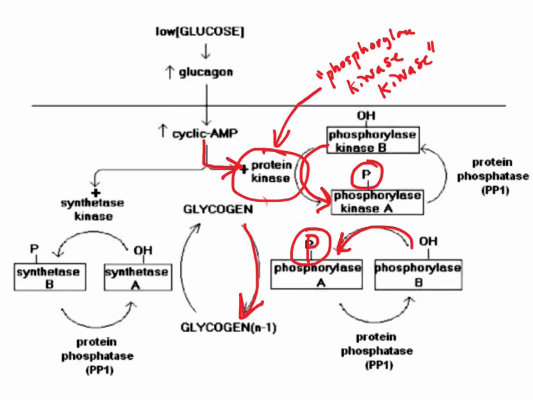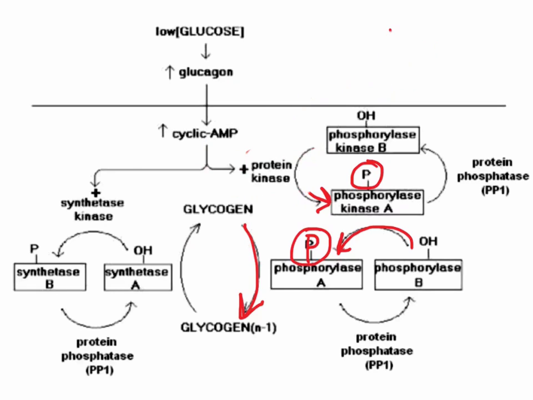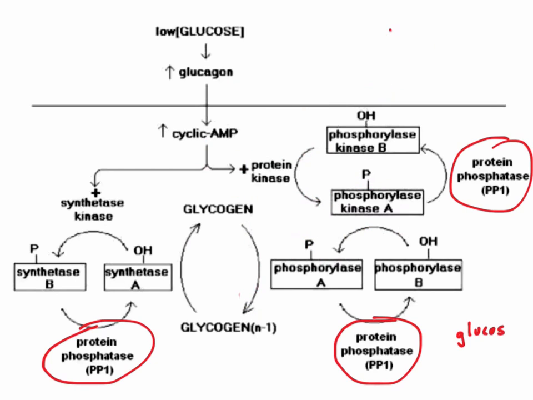There are also phosphatases that remove the phosphate groups, and these can be regulated as well. The phosphatases here are called protein phosphatase 1. Protein phosphatase 1 responds to glucose in the cell. So if glucose enters the liver cell, it immediately activates the phosphatases, and they shut off glycogen breakdown.